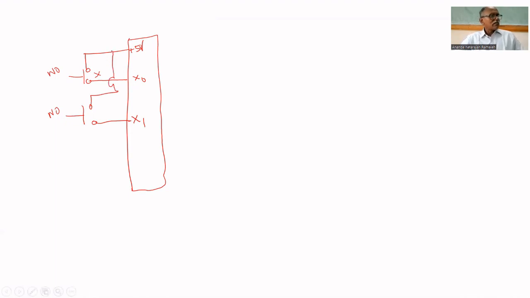This is the connection diagram. X0, X1, then X2 is there for jogging purpose. That is also another push button normally open. That is connected to X2. This is also connected to 5 volt. That's all. This is the connection diagram in the input module. But already it is available in the lab. That's why no need to do.